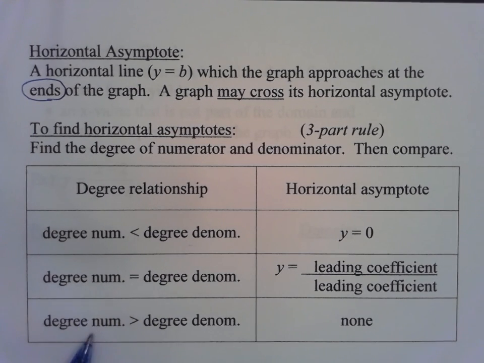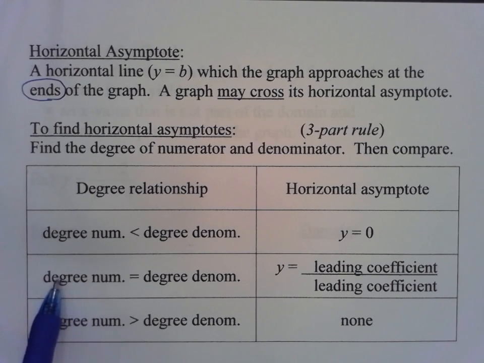Let's come back to the middle one. Okay, so then at the bottom here, if the numerator wins, so if the highest power on x in the top is bigger than the highest power on x in the bottom, that means that the top of the fraction is going to grow larger, faster, for really big values of x. So if the top grows faster and we divide, we're still going to have a really big number for y. And so y is going to continue to grow. It's not going to level off at any particular value. So in that case, we don't have a horizontal asymptote.